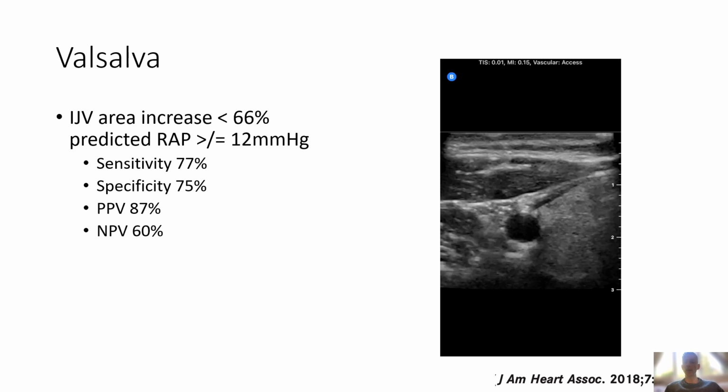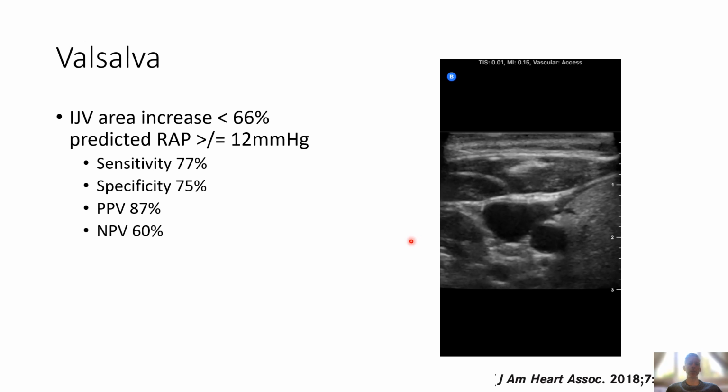Cross-sectional area was traced for each of these images. Over here we can see that when they looked at the IJ vein area, when an increase was less than 66%, they were able to predict an elevated right atrial pressure greater than 12 millimeters of mercury with these test characteristics.